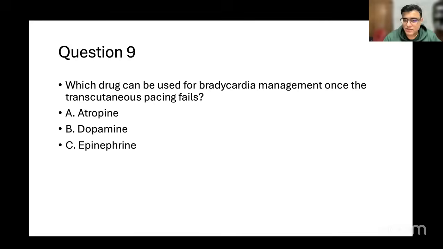Because in the AHA algorithm, both are there. So if only one of them is given, then obviously the answer becomes that one. Either dopamine or epinephrine is given, then the answer is either dopamine or epinephrine. But if both are given, then it becomes difficult because AHA gives both. And when you see the algorithm tables, dopamine is written just above epinephrine. I don't know if that means anything, but both are given equal importance.